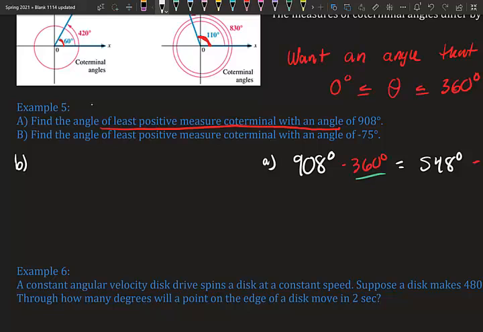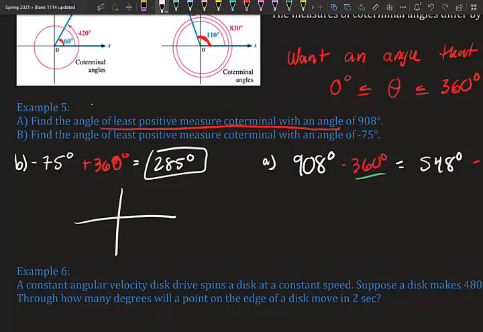All right, so let's find the least positive measure coterminal with an angle of negative 75 degrees. We're going to treat this the same exact way, except we're going to add 360 because it's negative. And when we do, we get 285 degrees. So that is between 0 and 360. So that is our coterminal angle. Now I'll show you what that looks like. You don't have to draw it, but I'm going to show you. So we have our angle of negative 75, that's about there. So it's the same thing as an angle that's 285 degrees.